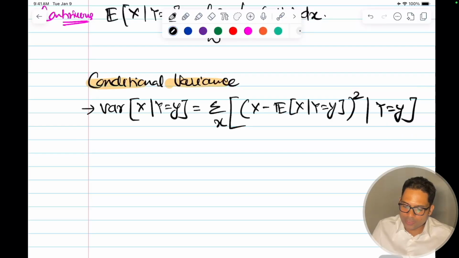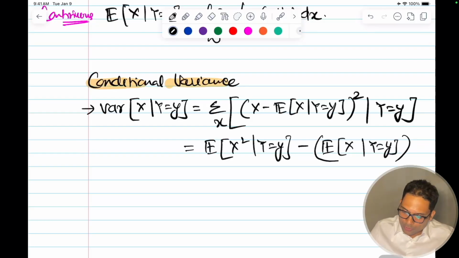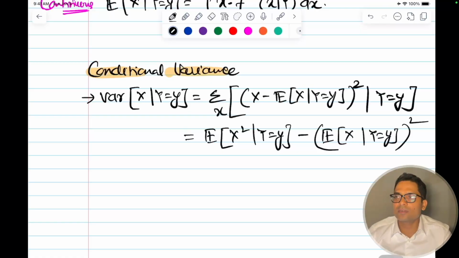There is one more formula that we derived in the last class. This is equal to, written in the form of expectation, expectation of x square given y is equal to y minus expectation of x given y is equal to y, whole square. This is your variance. This is just for completion. You should know this.